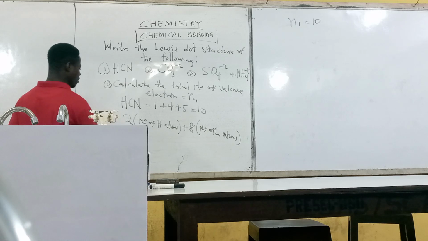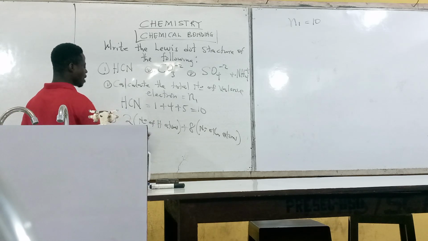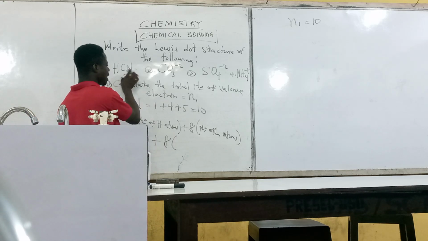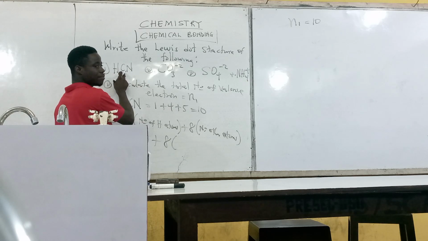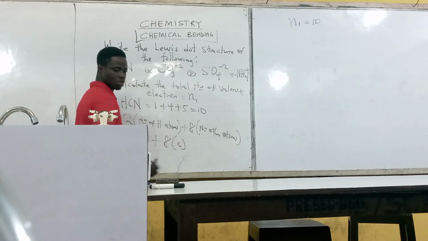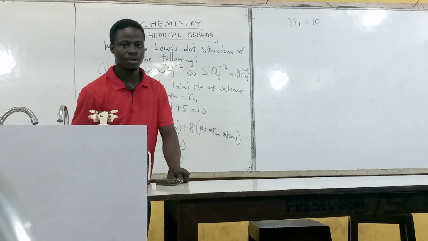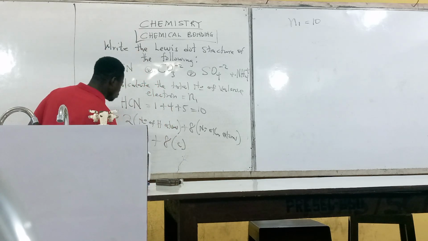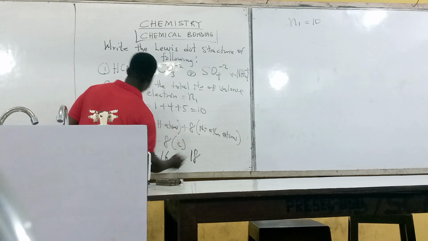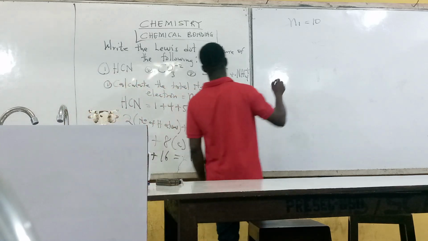Alright, for the number of hydrogen atoms here, we have only 1, so 2. Plus 8 multiplied by the other atoms. We have carbon with an atomicity of 1 and nitrogen 1, so 2. Quickly, we get 2 plus 8 times 2, which is 16, and 16 plus 2 is 18. So that is our N2.